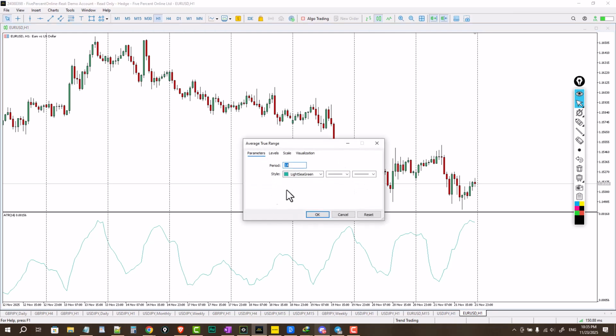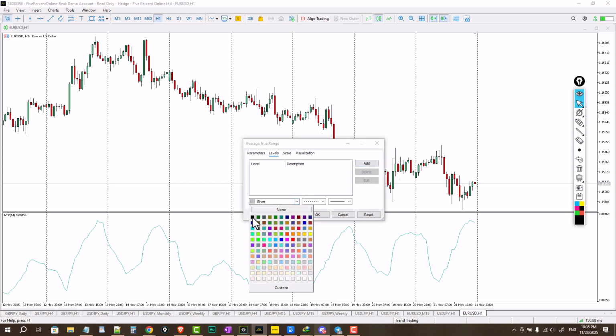When I'm adding the ATR indicator to the chart, I'm going to add a level. You can see currently there are no levels at all. So let's say I want to use it to identify when there's volatility in the market, so that I can take trades in the direction of the move, so that the trade will hit my profit target or stop loss. Now I'm just going to add a level.